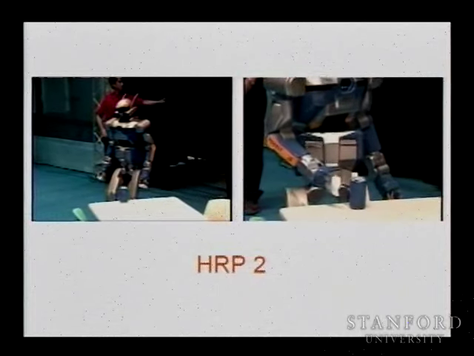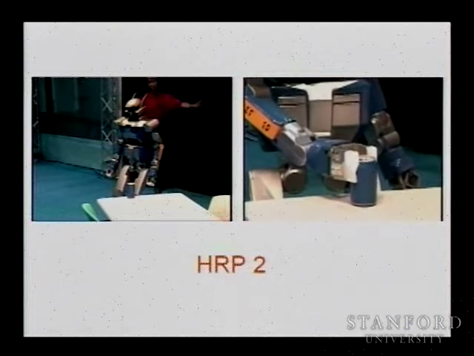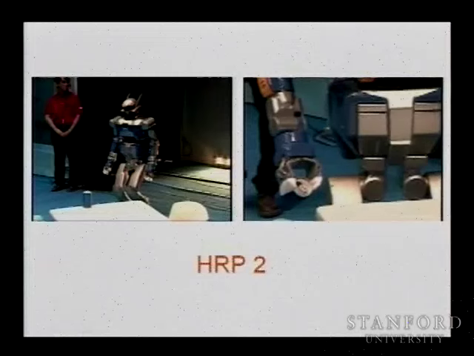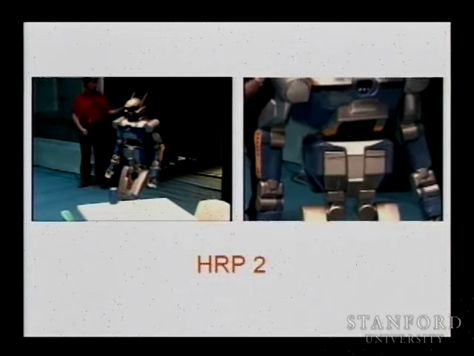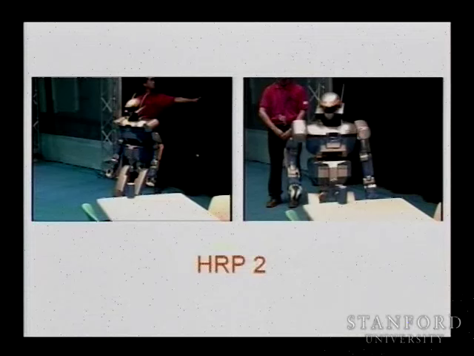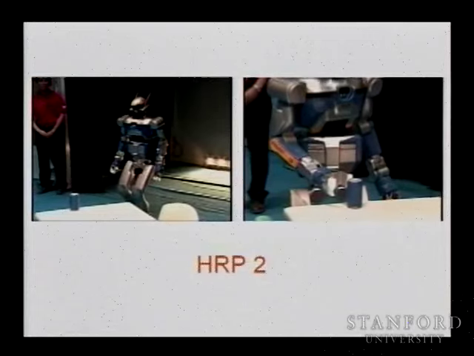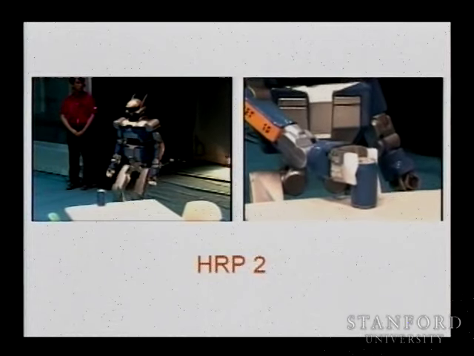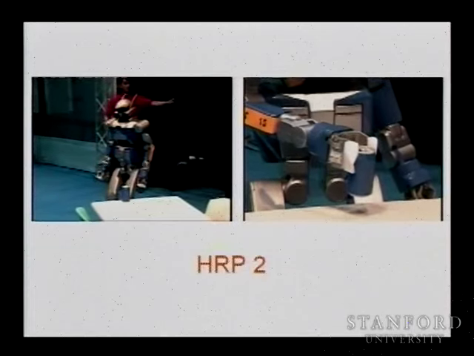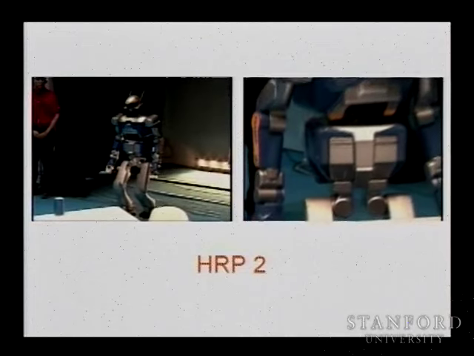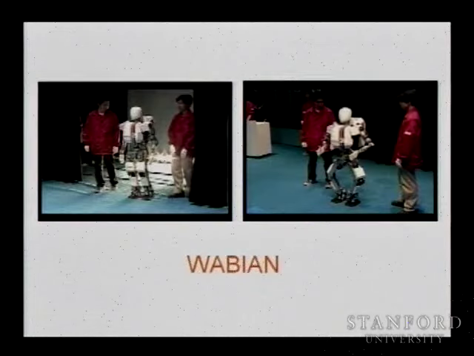So HRP is walking. Walking is now well mastered, but the problem is how can you move to a position, take an object, and control the interaction with the physical world. This is more challenging. You see the sliding and touching is not completely mastered yet. But this is the direction of research in those areas.